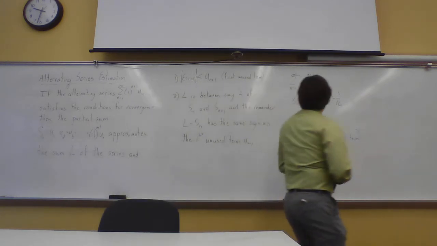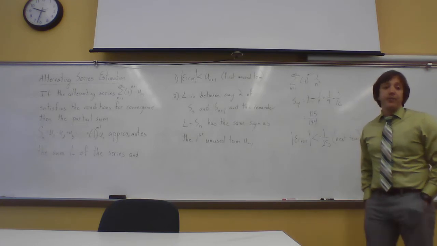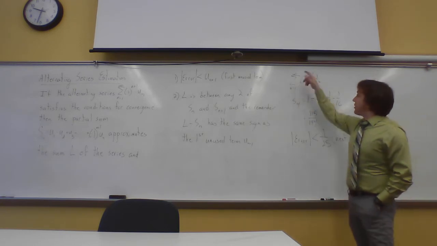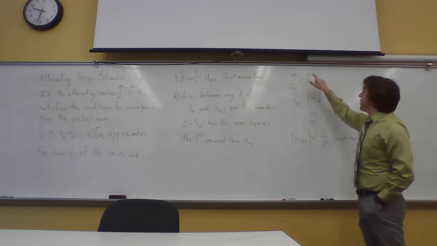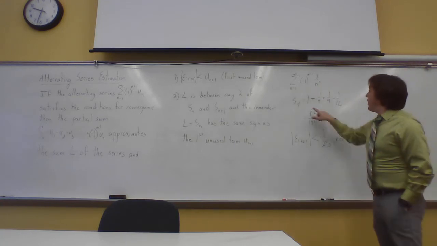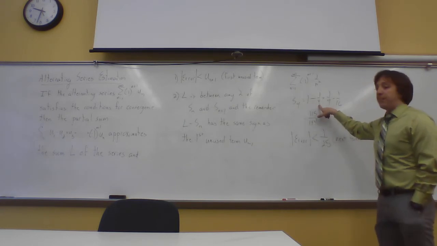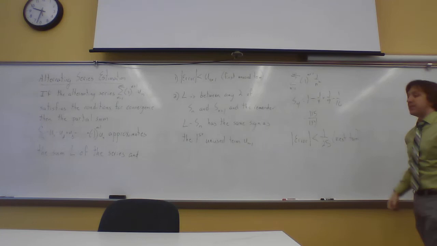All right, so let's look at an example. Here's this alternating series we looked at at the start of the section: the sum from n equals 1 to infinity of negative 1 to the n plus 1 power times 1 over n squared. So let's look at the fourth partial sum. The first term is 1, then minus 1/4, plus a ninth, minus 1/16.